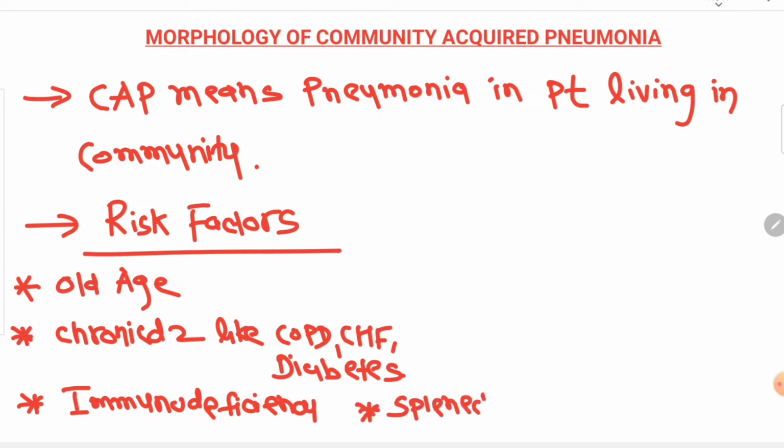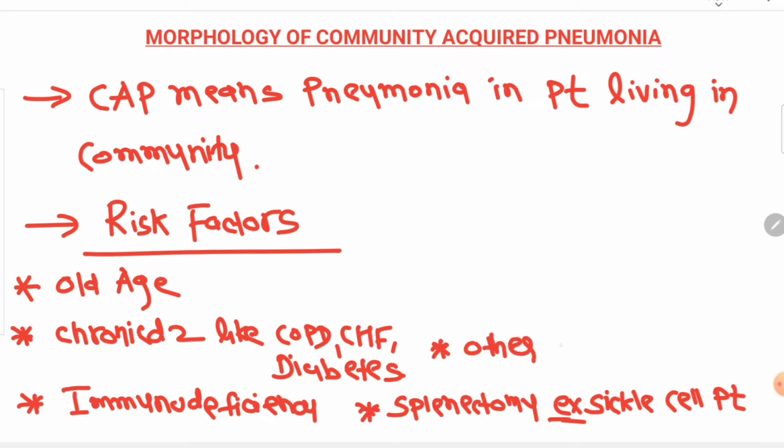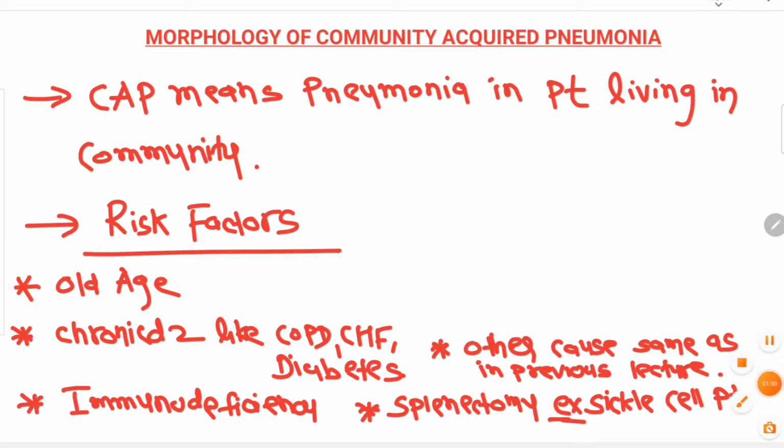Then splenectomy. If the spleen of the patient is removed, either automatically as in sickle cell anemia or by operation, in any case, if the spleen is not present, then there are more chances of development of pneumonia by capsulated bacteria. Other causes are the same as in our previous video. So see part 1 of pneumonia first to better understand the etiology of pneumonia. We will focus mainly on the morphology of pneumonia in this particular session.